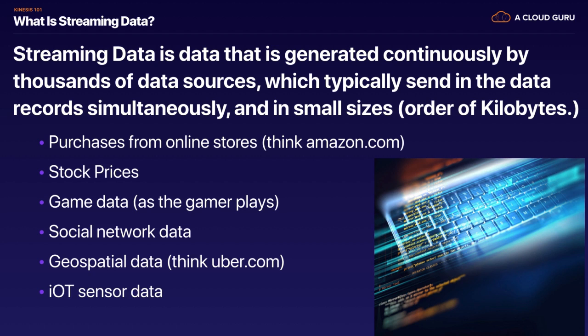So you could have an IoT garden, you could be a farmer using IoT devices across your farm, and all of this data is being streamed into a central source. So that's all streaming data is. It's data that's generated continuously by thousands of different sources, typically done simultaneously and in small sizes, and we're talking about kilobytes.